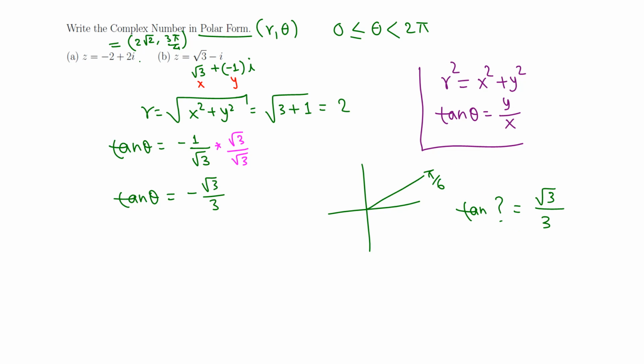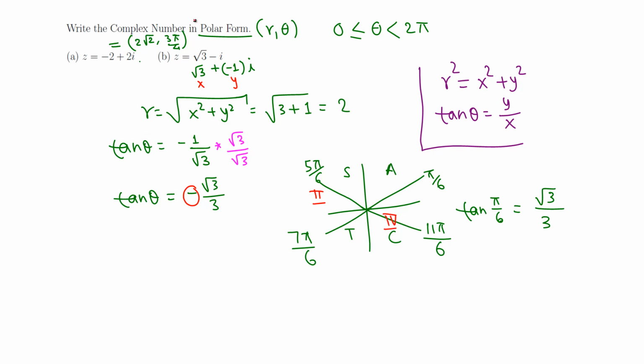Tangent pi over 6 is root 3 over 3, just looking at the unit circle. In the second quadrant, pi over 6, 7 pi over 6, and here is now 11 pi over 6. A, S, T, C. Tangent is getting negative, so it is either in the second or fourth quadrant.